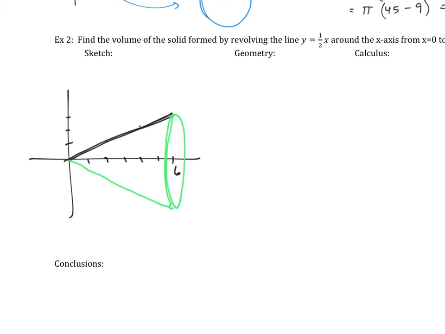So the geometry. Okay, you might forget this. I'm not making this up. You can look up the volume of a cone formula, 1/3 pi r squared times height.